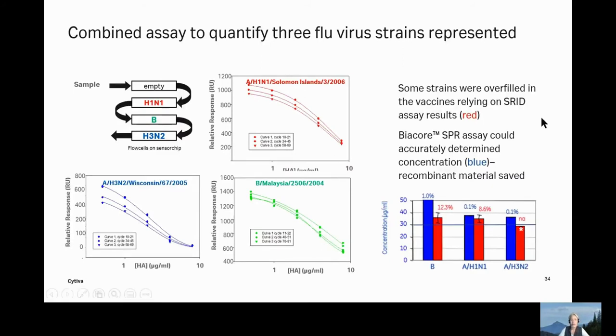The interesting thing about this assay was that the vaccine producing company initially just measured the concentration of the different strains in their vaccine with an SRID assay, shown here with the red bars. This line here indicates the essential concentration which should be included in the vaccine dose. And indicated in blue, these are the results of the Biacore measurement. And you can see that for strain B, the vaccine dose was significantly overfilled. And by knowing this, later on this company could save a lot of this recombinant material, and more doses could be produced with the same amount of vaccine.